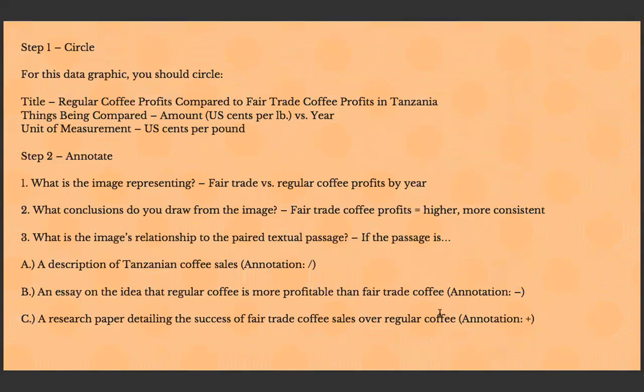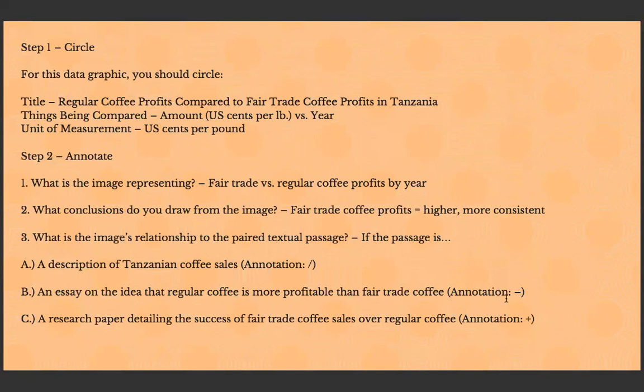Okay, so your annotation should look something like this, fairly quick. You're writing it on your paper, on your test, beside your table and your chart, where you're physically circling the different titles. What does the image represent? Fair trade versus regular coffee profits by year. What conclusions? Fair trade coffee, higher, more consistent. And what is the image in relationship to the passage? You're going to put a plus sign because it is in support of a research paper detailing success of fair trade over regular coffee.